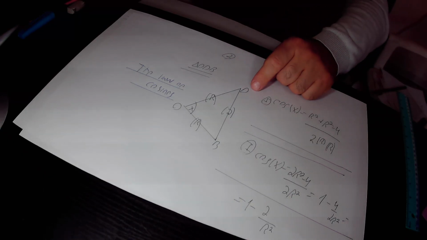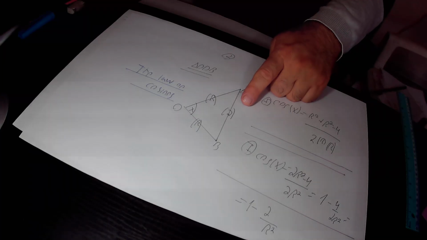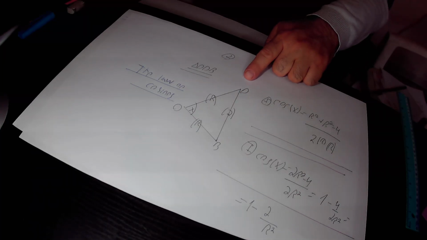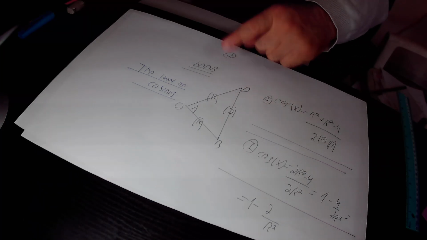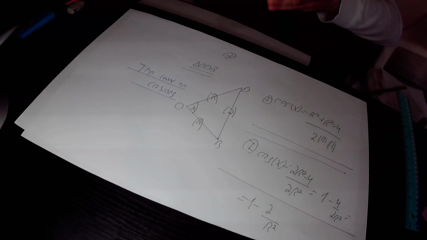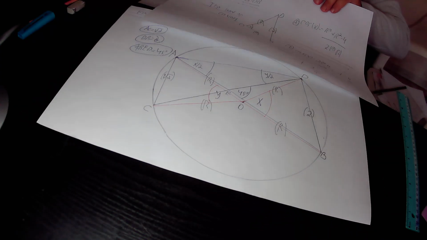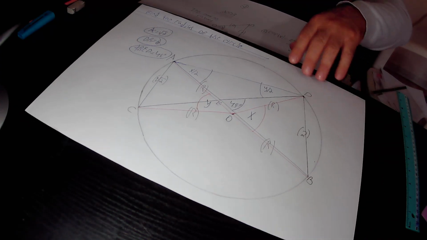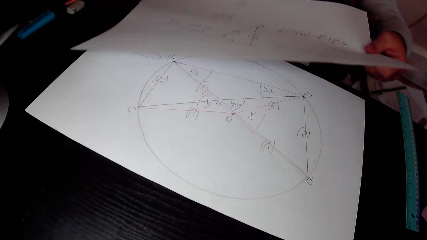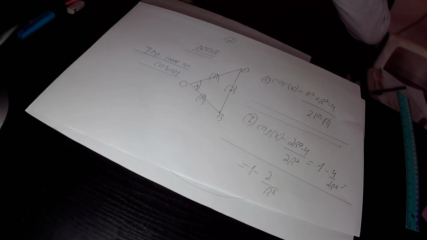According to what is given in the question, DB equals 2 units in length. DO and BO are both the radii of this circle, and we find the radius of this circle is R, therefore they are both equal to R. And this is angle X. Again, we implemented the law of cosines in this triangle DOB.